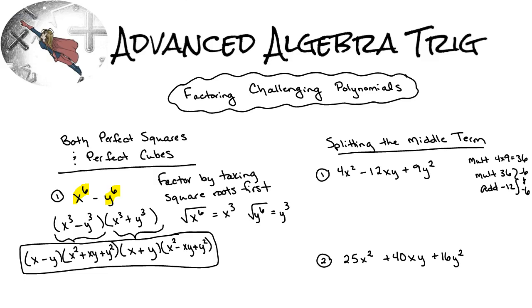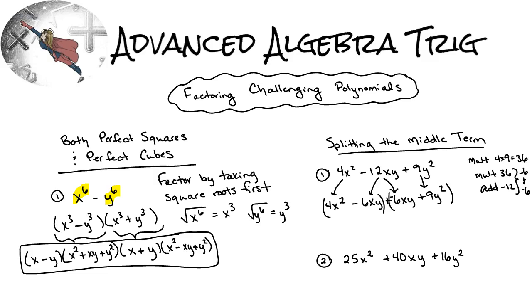So I recopy the 4x squared. The middle term is going to split into negative 6xy minus another 6xy. So that's just the minus 12 split apart like that. And then I recopy the plus 9y squared. Okay, like that. Then we have 4 terms, so we group. Let's change this to plus a negative 6 so that the negative stays with the 6.